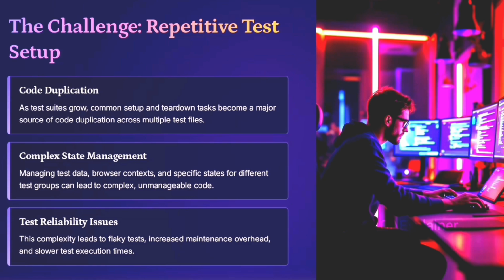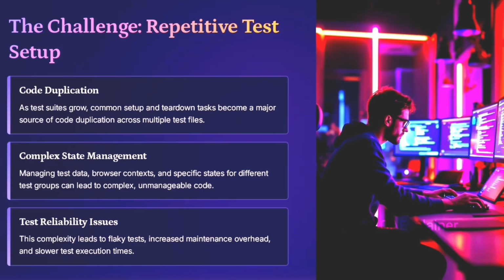Another thing is complex test state management. We have to manage our test data, our browser context, and our different kinds of test groups. The more complex and vast the framework is, the more unmanageable the code will become. So complex state management will be very difficult, and for that we can use fixtures.